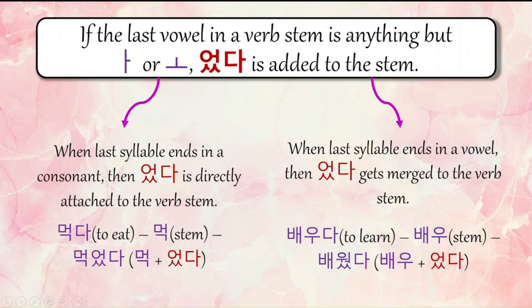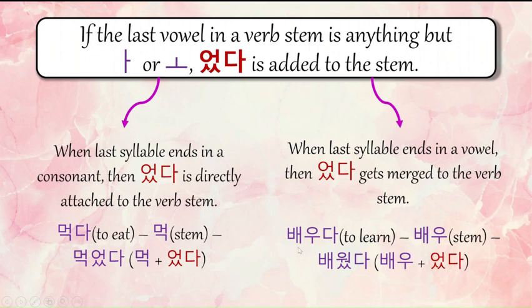For example, we have the verb mokta. Stem is mok. Notice the last vowel. It is neither a nor o. So, the ending that is going to get attached to it is otta and it will become magatta. Very simple. Okay. If the stem ends in a vowel, then otta gets merged to the verb stem.